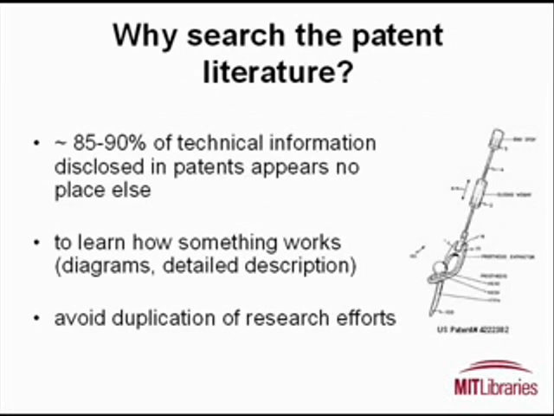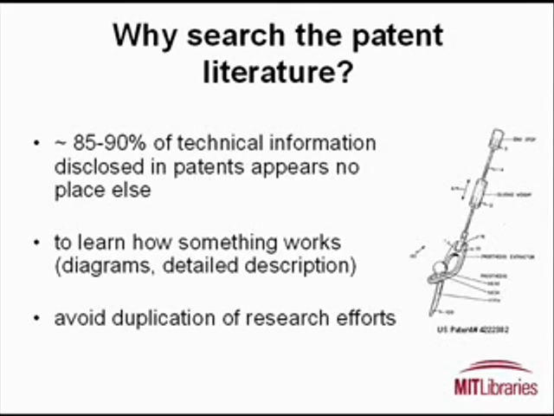So why search the patent literature? It's been estimated that 85 to 90% of technical information in patents appears no place else. At MIT, we're used to a very scholarly environment where people publish journal articles on their research and are very open about sharing information. But in private companies where a lot of inventions are created, there isn't this incentive to share information, and the only place they're forced to disclose information about their technologies is when they file a patent.